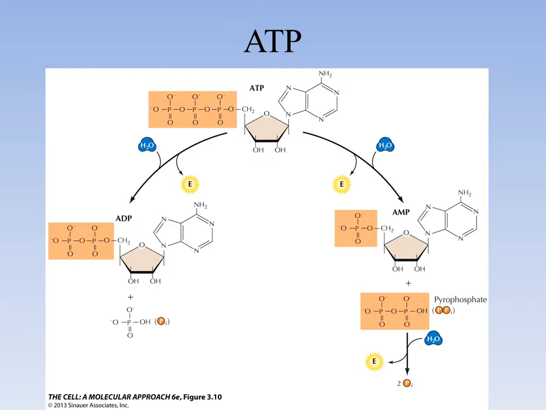an input of energy. And so we can go from ATP to ADP by removing one phosphate, or we can go from ATP to AMP, adenosine monophosphate, by removing 2 phosphates, which we also refer to as pyrophosphate. So that's going to release twice as much energy in the process.